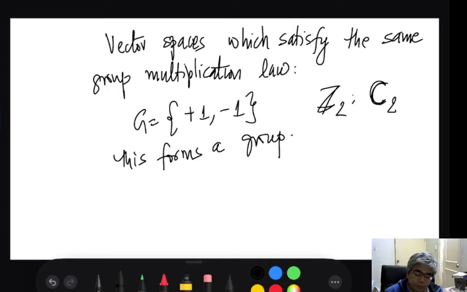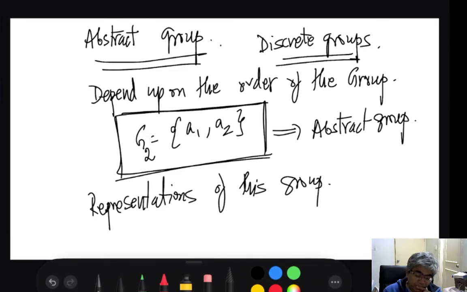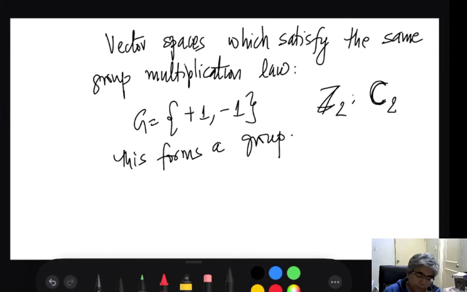There is one more representation of the same thing with a finite number of elements. Okay, so this is a one dimensional representation. These are representations which are essentially simple.